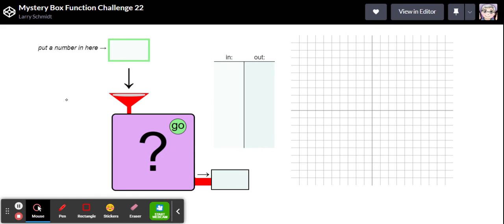Hello everybody and welcome back to another mystery box function challenge. In the purple mystery box there's some math, and your challenge is to determine what that math is by putting numbers in the top and seeing how they come out transformed at the bottom. We'll keep track of your inputs and outputs and even graph those as ordered pairs on the graph so that the shape maybe can give you some hints about what the math is inside this mystery box.